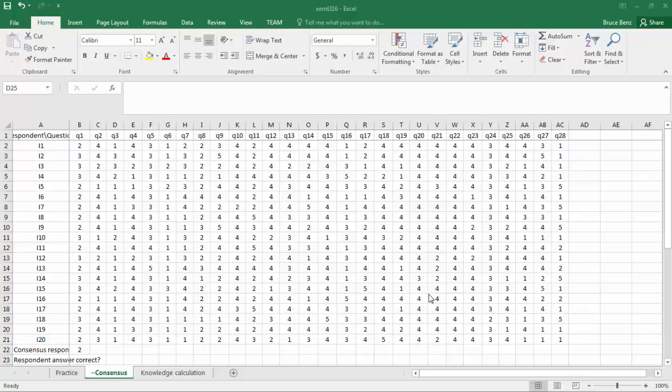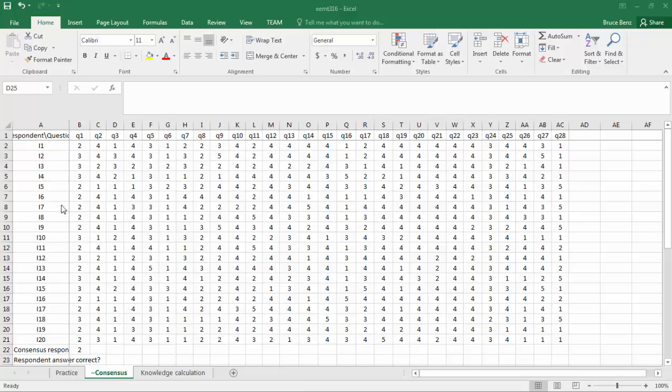Good evening. This is a follow-up to the discussion we've been having about informant consensus and looking for shared knowledge about behaviors and beliefs. And so I'm going to show you real briefly in Excel how to calculate what I call quasi-consensus using modal responses.